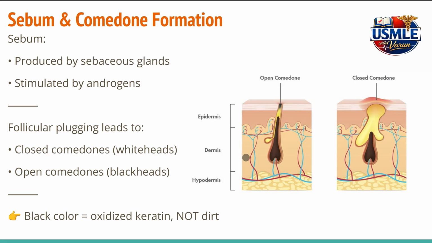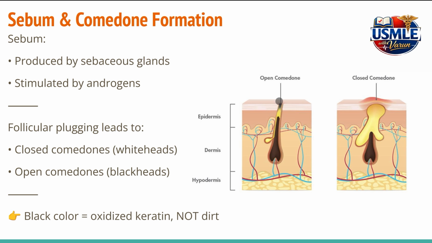So this leads to two types of comedones eventually. Closed comedones, or whiteheads, occur when the follicle opening is blocked. So the keratin material stays inside, it's covered by skin, and it appears white. Whereas an open comedone, or blackhead, occurs when the follicle is open.